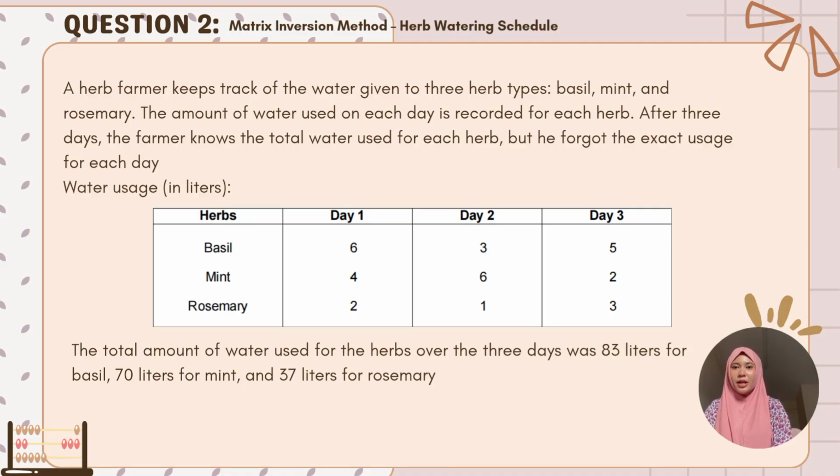For basil, day 1, 6 liters, day 2, 3 liters, day 3, 5 liters. For mint, day 1, 4 liters, day 2, 6 liters, day 3, 2 liters, and the last one, rosemary, day 1, 2 liters, day 2, 1 liter, and day 3, 3 liters. The total amount of water used for the herbs over the 3 days was 83 liters for basil, 70 liters for mint, and 37 liters for rosemary.